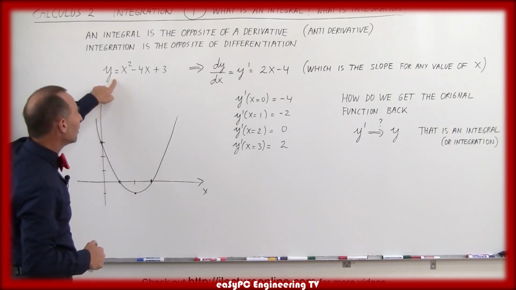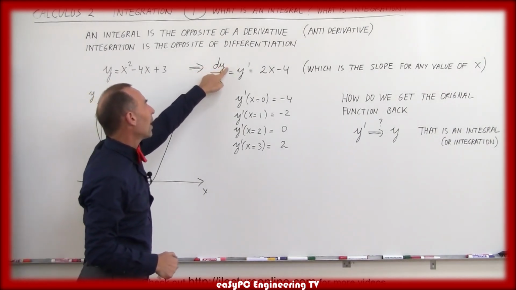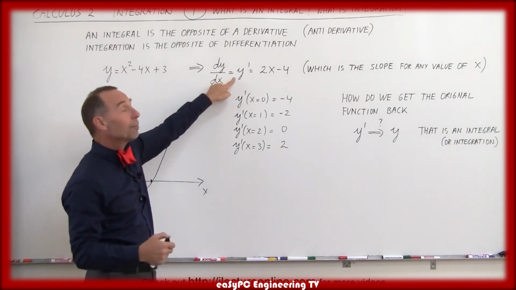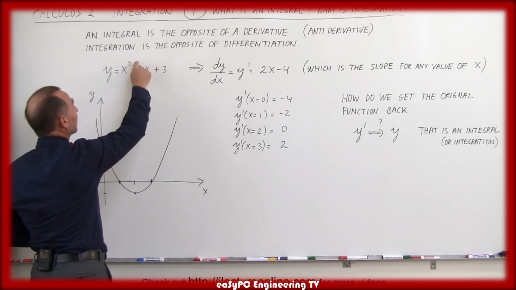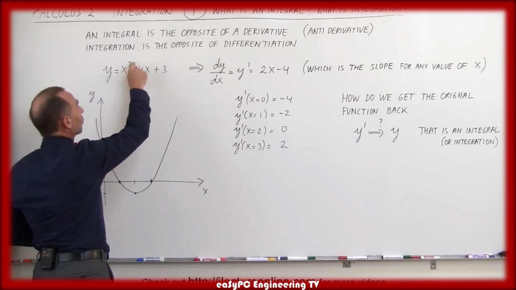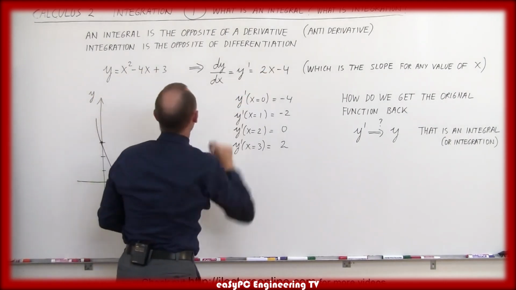If we now take the derivative of that function, we call that dy dx, the derivative of y with respect to x. We also call it y prime. And the way we do that is we take the exponent from the x variable right here, place it in front, and subtract 1 from the exponent. So 2 minus 1 is 1, so we get 2x to the first power.